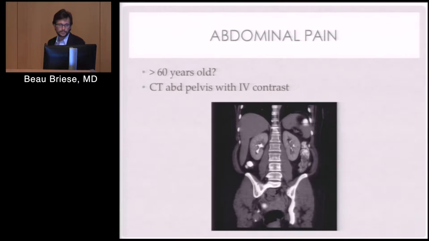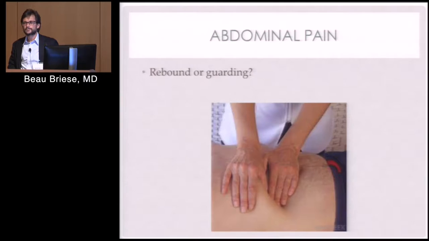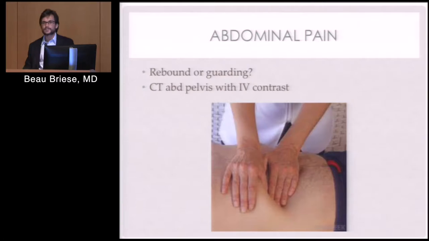What if there's rebound or guarding? What should you get? Yeah, good, same thing. These aren't trick questions. Some of them, at least not yet. But you know, that's the right answer. If it looks like a surgical belly, it probably is.